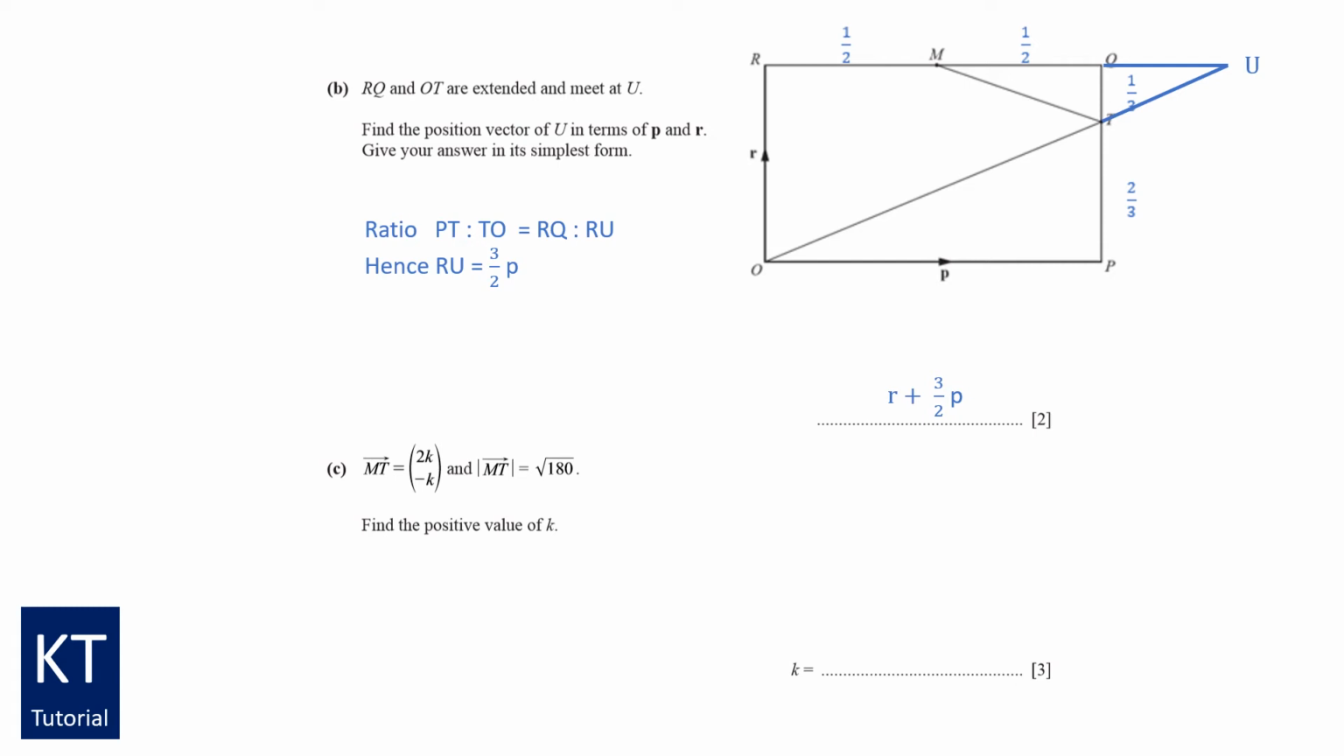Next, with MT having the vector (2k, -k) and its magnitude being root 180, find the positive value of k. The information can be used to set up the Pythagoras formula, then solve for k.